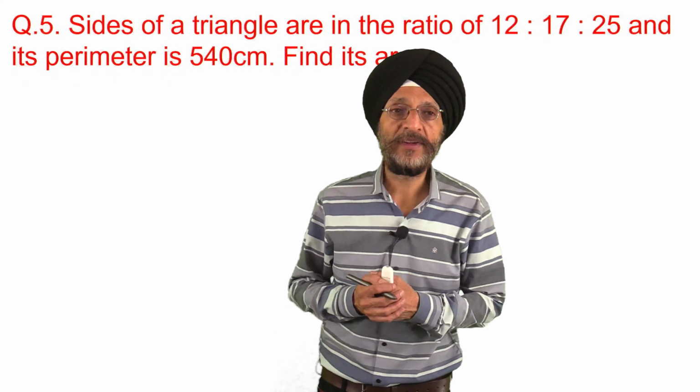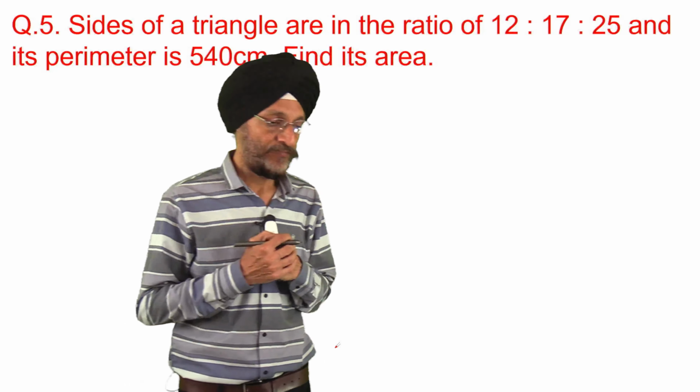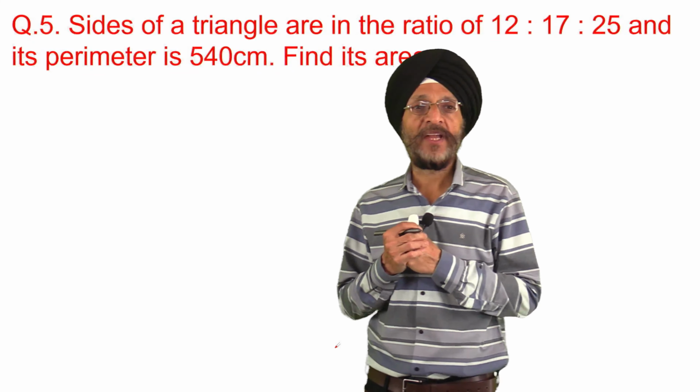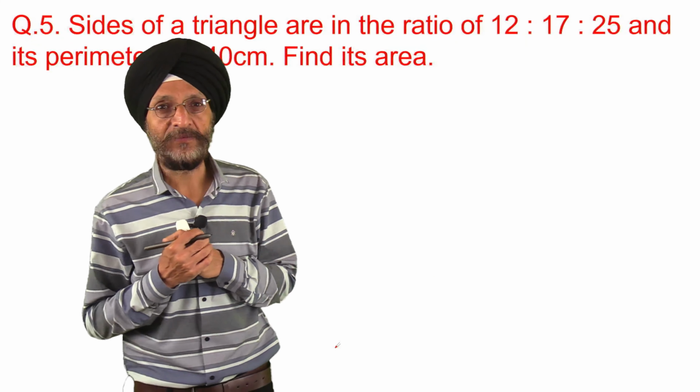Now question number 5. The sides of a triangle are in the ratio of 12, 17 and 25 and its perimeter is 540 centimeter. Find its area.